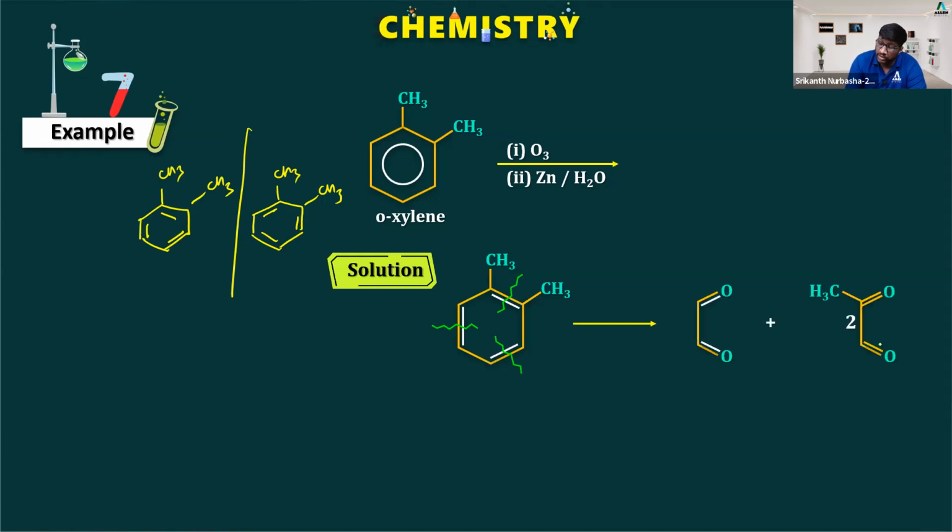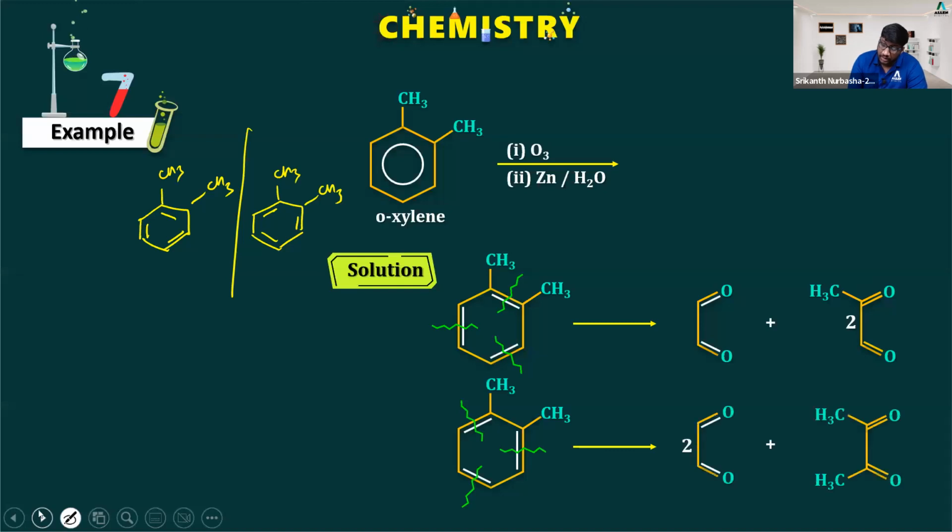So 2 moles of C=O CH3 compounds and 1 mole of C=OH, C=OH. If I take the other set, I'll be getting 1 mole of CH3-C(=O)-C(=O)-CH3, and 2 moles of C=OH, C=OH. So these are the sets of compounds obtained.